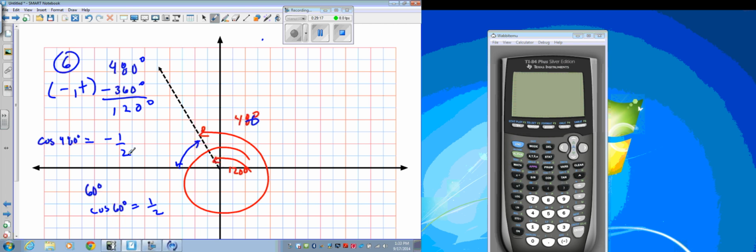Do you see that? That's what the quadrant will tell you, the plus or minus that you're going to have. The reference angle is going to tell you the value.